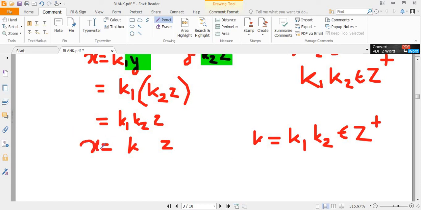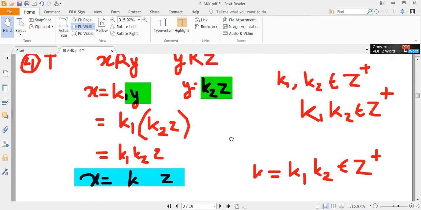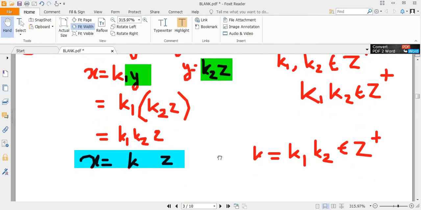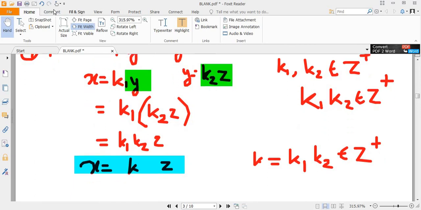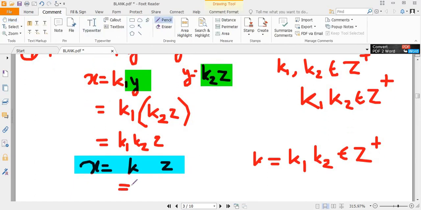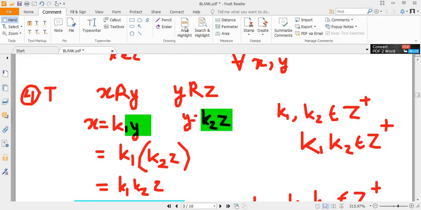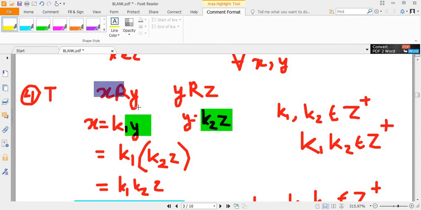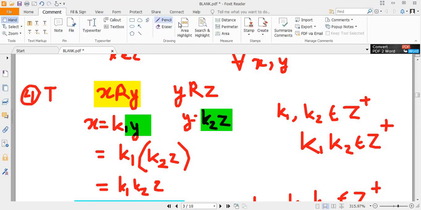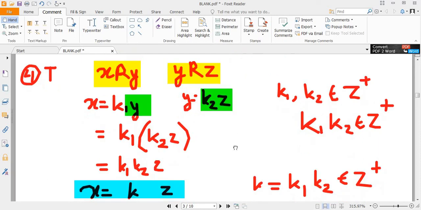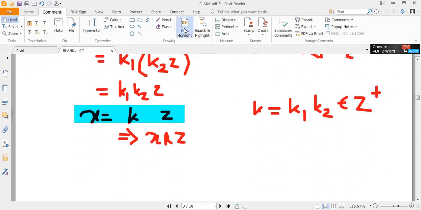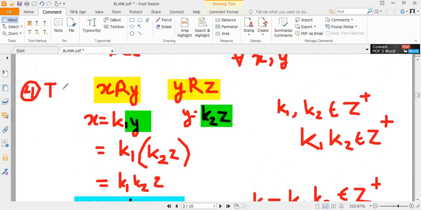That is, x is equal to kz. Now this relation matches with the definition of is divisible by as well. So essentially I can conclude x is related to z. That is, if I start with the two assumptions that x is related to y and y is related to z, I can conclude that x is also related to z, which is essentially the property of transitivity. So I can conclude that the transitivity property also holds.